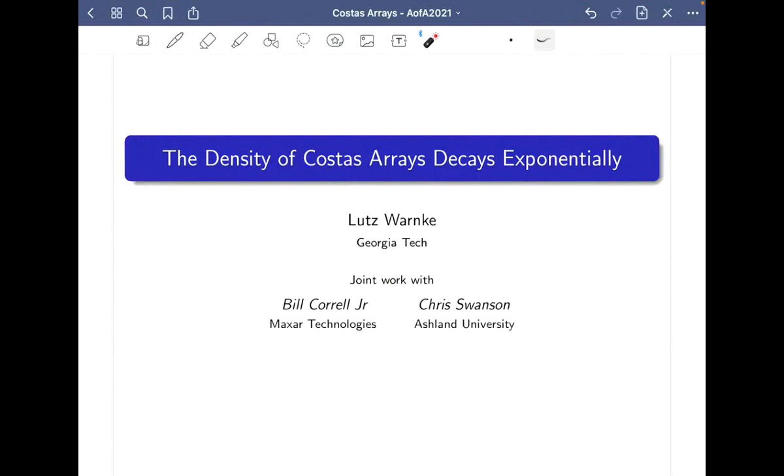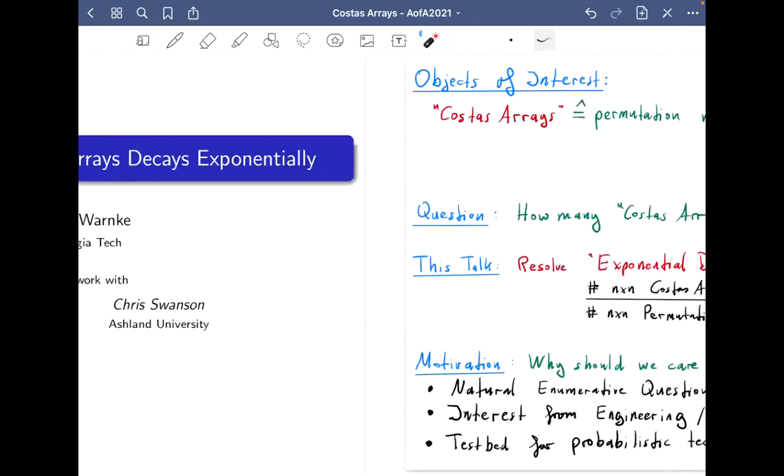Today I'm going to talk about a topic which lies at the intersection of enumeration and probability, and all this is joint work with Bill Correll from Maxar Technologies and Chris Swanson from Ashland University. So what are the objects of interest for this particular talk? The objects of interest are so-called Costas arrays, which for the moment I just want you to think about as permutation matrices which satisfy some extra structural constraints.